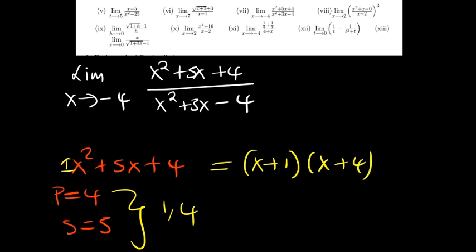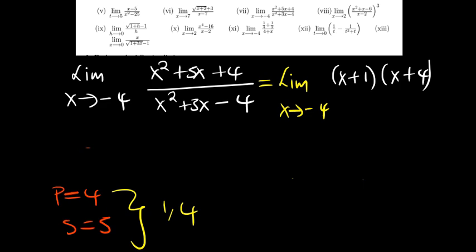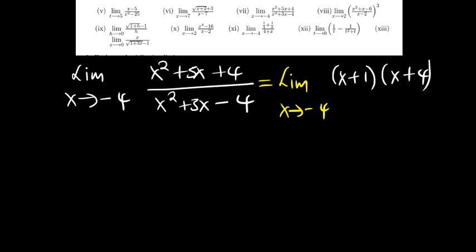Okay, so the limit as x approaches negative 4. So for the top part we have x plus 1, x plus 4. We can look at the denominator. Feel free to pause the video and factorize it. So we have x squared plus 3x minus 4. What's the product? The product here is a minus 4. The sum here is a 3.